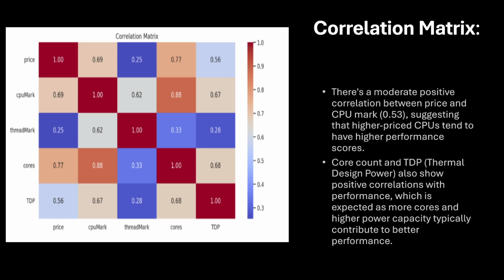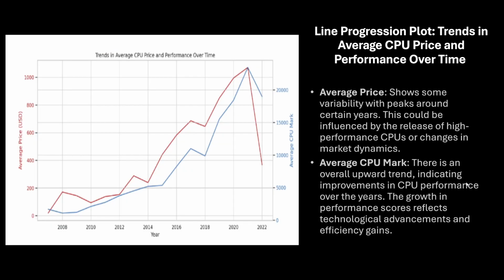Additionally, we found that core count and TDP positively correlate with performance, aligning with expectations that more cores and higher power lead to better performance. This supports the trend towards multi-core architectures in recent CPU designs. Now moving on to our next part of analysis.